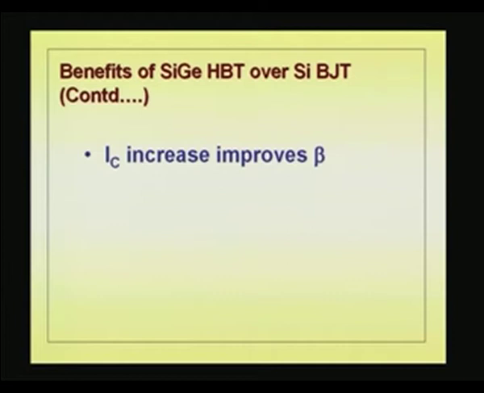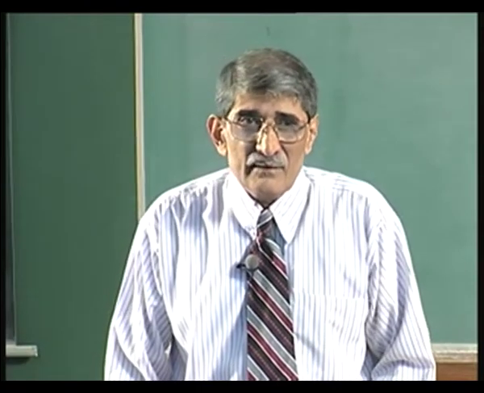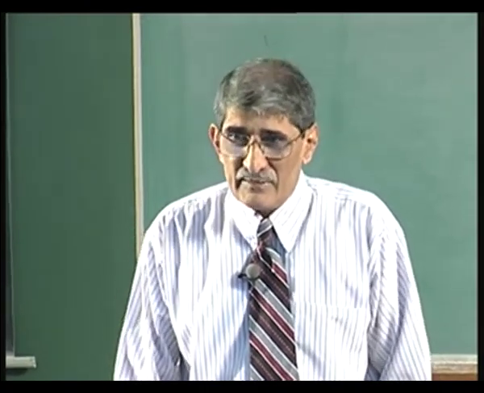Base current does not change much, because the base width we are talking of is very small. Volume recombination you saw, it is negligible in a HBT. It all depends upon the emitter efficiency.